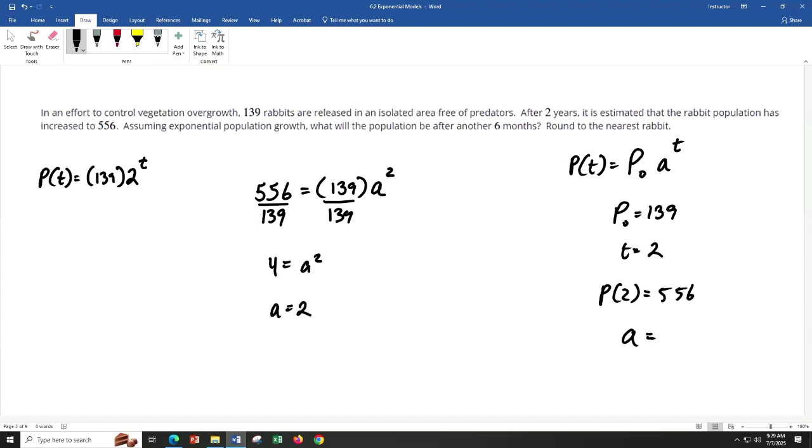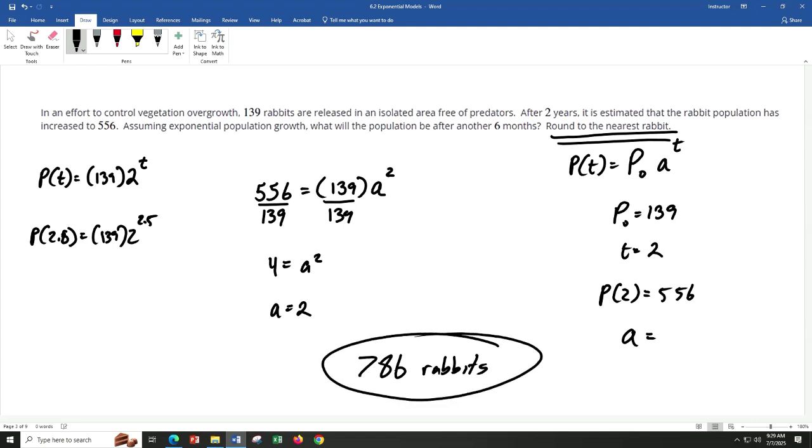If they say 3 months, then there you go. Figure it out there. 2 1/4, 2.25, right? But still for this, we're going to do P of 2.5 is equal to 139 times 2 to the 2.5. Looks like you're going to get out a calculator. Please read your questions: round to the nearest rabbit. You can't have a partial rabbit. Okay. When you do that, you're going to end up getting 786 rabbits.